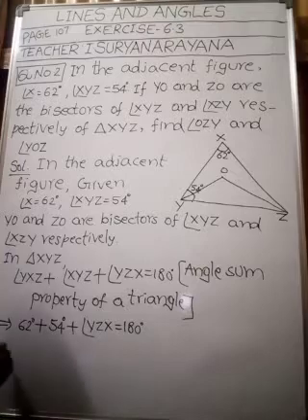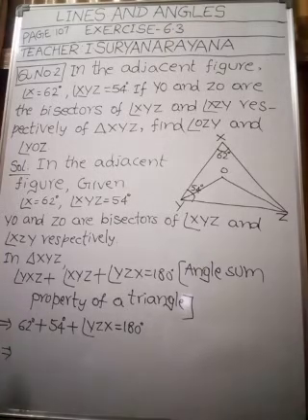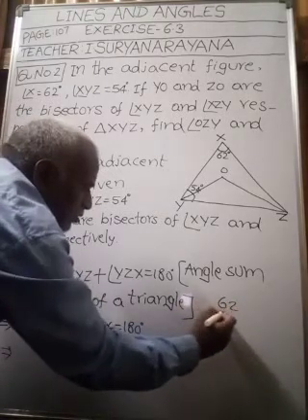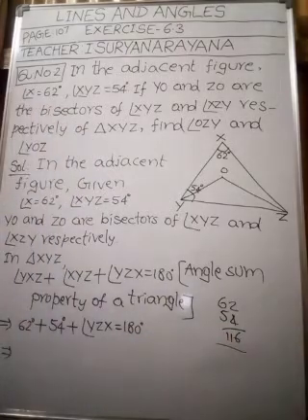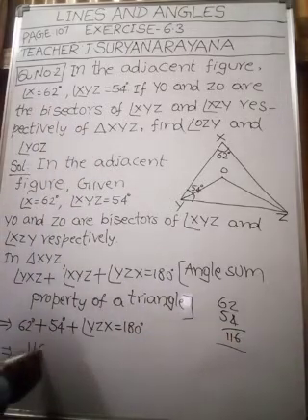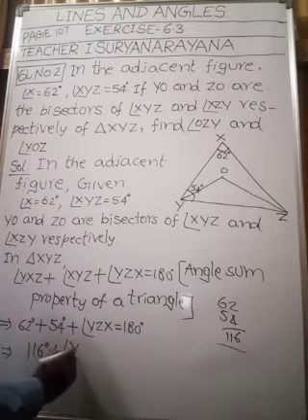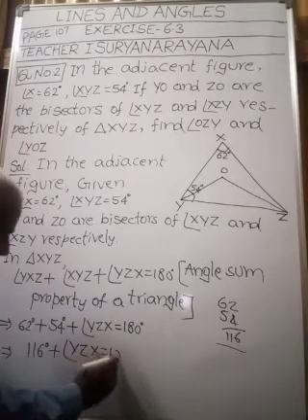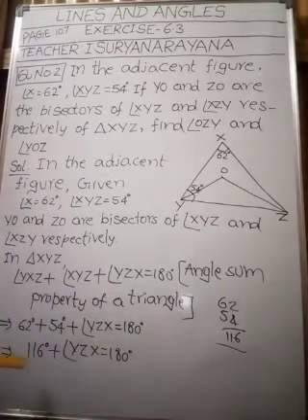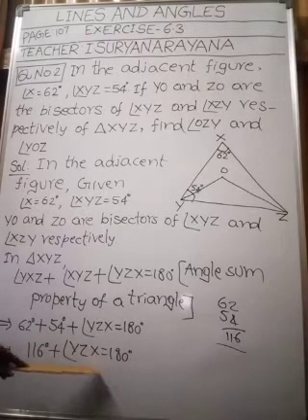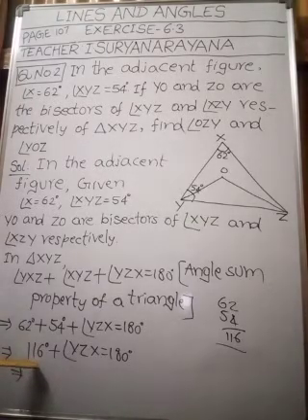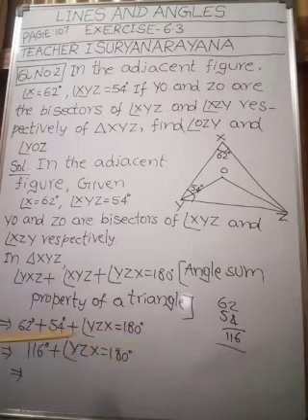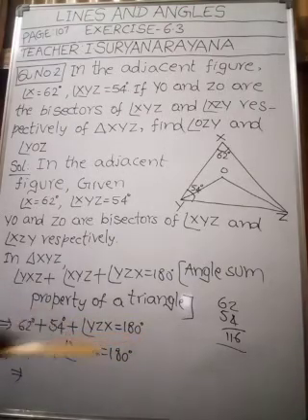Okay, my children? Right. Let us simplify these two numbers. What will you get? 62 plus 54 is 116 degrees. 116 degrees plus angle YZX is equal to 180 degrees. Understood this step, my children? Right. This implies we transpose 116 degrees to the RHS. Then it becomes minus 116 degrees.